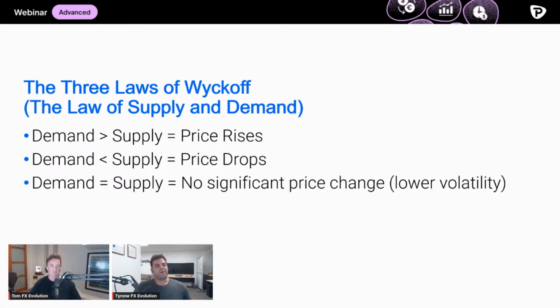Absolutely. And look, when demand is greater than supply, prices are going to rise. That's pretty straightforward. When demand is less than supply, prices are going to drop. And when, of course, demand equals supply, there's not going to be any significant price change. And, of course, that's going to mean lower volatility.